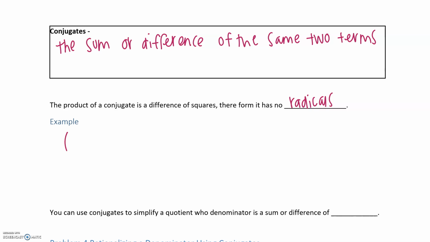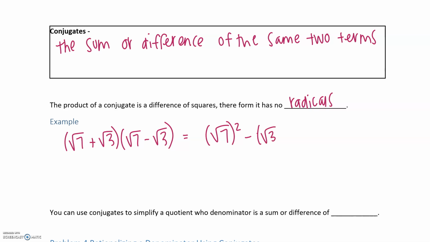So if I have the square root of 7 plus the square root of 3 times the square root of 7 minus the square root of 3, what that really means is we're just going to do the square root of 7 squared minus the square root of 3 squared. If we square the square root of 7, that just gives us 7 minus 3, which is just going to equal 4, which does not have a radical in it, which we love.